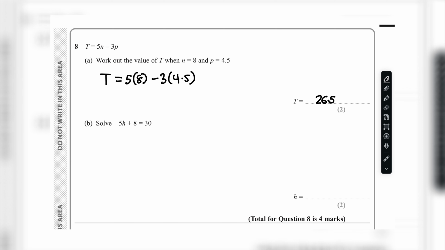In the second part of this question, we are told to solve the equation 5h plus 8 equals 30. So the first thing we need to do is subtract 8 from both sides. So 5h will equal 30 minus 8, which is 22. And in order to determine the value of h, we simply need to divide 22 by 5. And that gives us a value of 4.4.